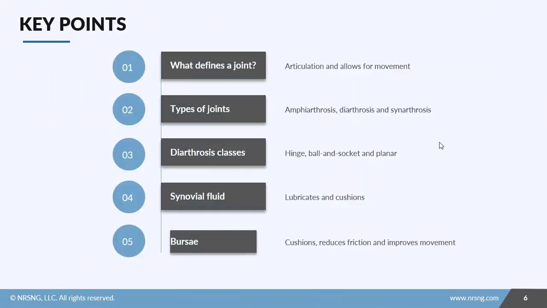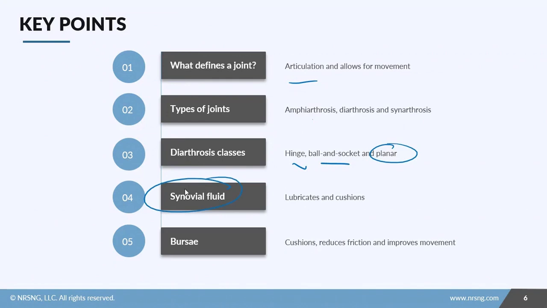So let's recap. What defines a joint? Well, a joint is an area where two bones meet, and there's an articulation, and it allows for movement. You have several different types of joints. You've got three of them: the amphiarthrosis, the diarthrosis, and the synarthrosis. You have your diarthrosis classes. So you've got the hinge, you've got the ball and socket, and you've got planar. And then you've got synovial fluid. And that's really important because it lubricates and cushions the joint. And then you have bursae, which is another type of cushioning, and it helps to reduce friction, and it improves movement in between the bones and tendons.